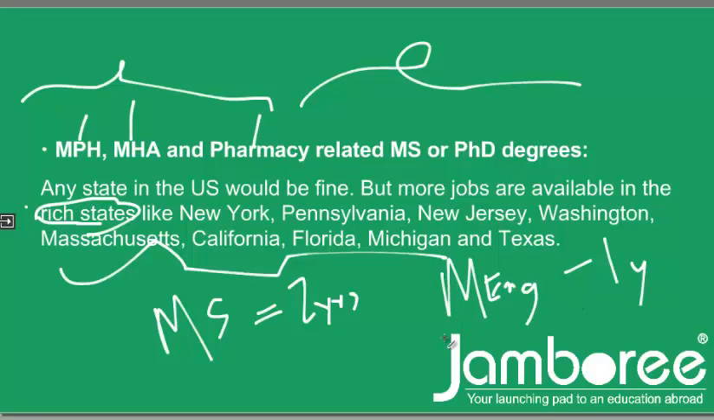Shikhar, I think I already addressed this. Your question is how are the placement cells of American universities? Of course they are good, but they operate differently from the placement cells of the Indian universities. In Indian universities, the placement cell almost guarantees that you will get a job, but that is not the case with US universities.